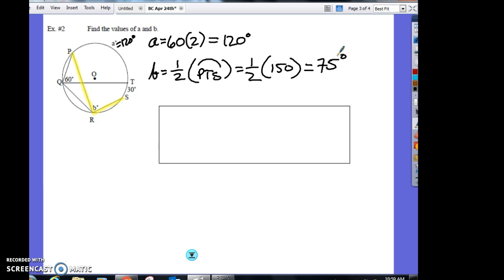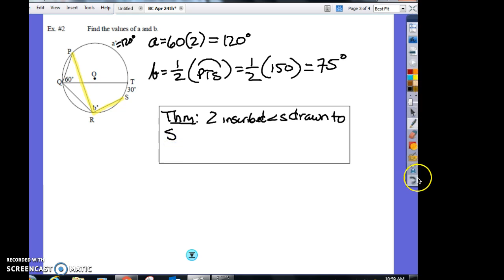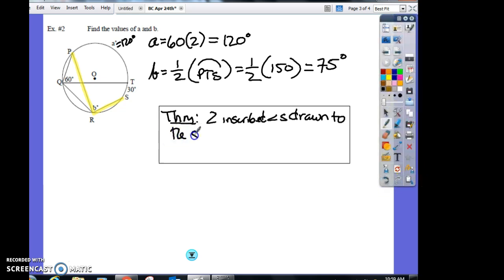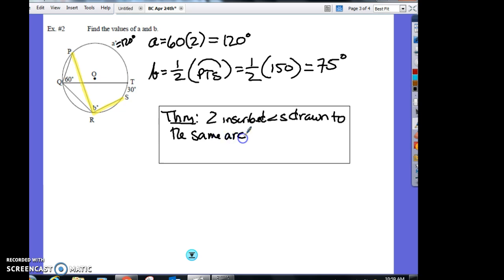In this box right here, I have a separate theorem from the diagram we just used. And here it is. It says if two inscribed angles drawn to the same arc, what do you think? Pause the video if you need to. Two inscribed angles drawn to the same arc are congruent to each other.